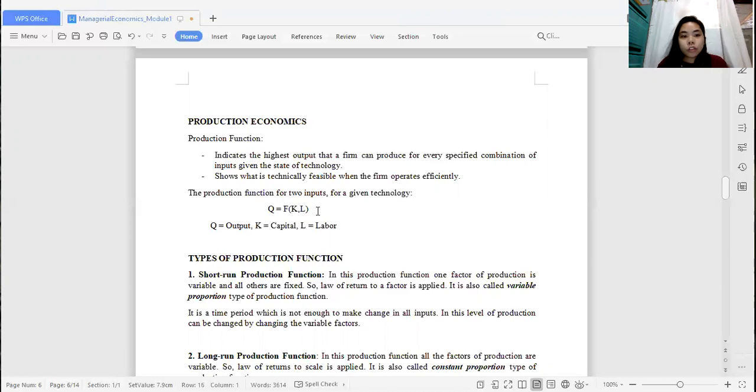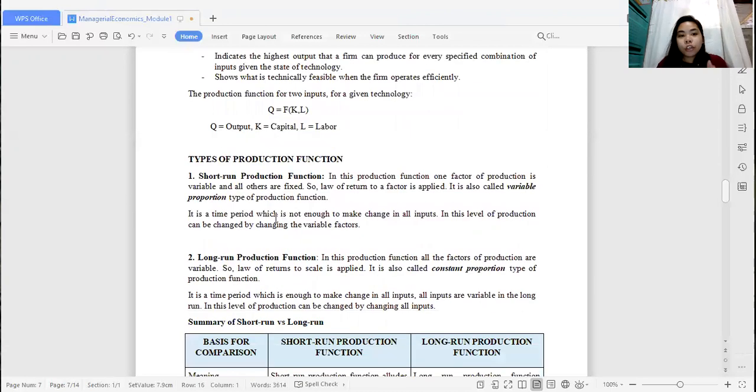So, let's go to the 2 types of production function. We have the short-run production function and the long-run production function. But for this video, we'll discuss the short-run production function first because I can make a separate video about the long-run production function. So we have a short-run production function.